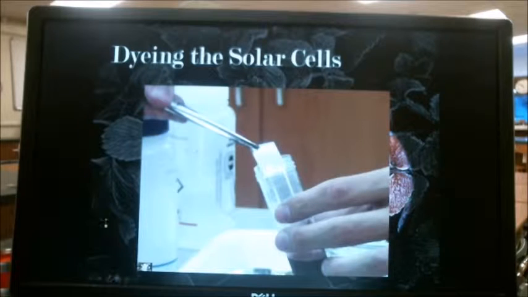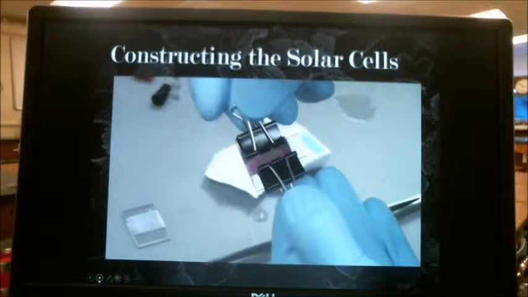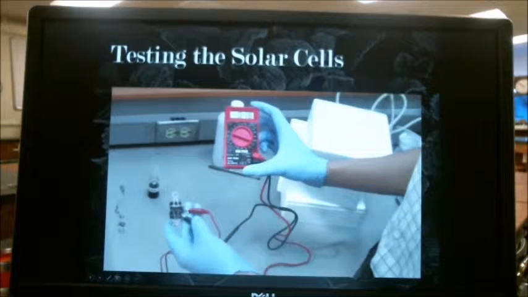Okay, alright, we ready? So this is a picture showing how they dye the solar cells, the electrodes. They just dip it in the plant pigment that they designed once they finished engineering it. And then this is what it looks like to construct the solar cells. They put two electrodes together and clamp them with binder clips, and then they hook them up to a multimeter to test the volts and amps. The goal was obviously to get the solar cell with the most voltage and amperage, or one or the other. And to do this, they really focused on getting plant pigments to absorb most of the visible light spectrum.